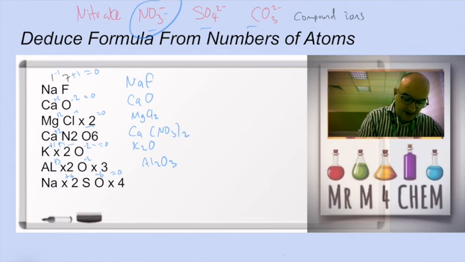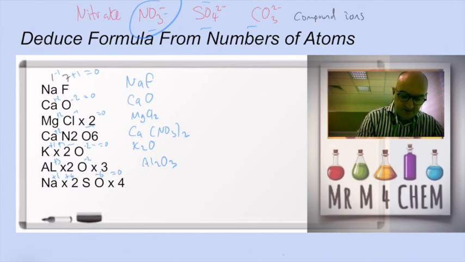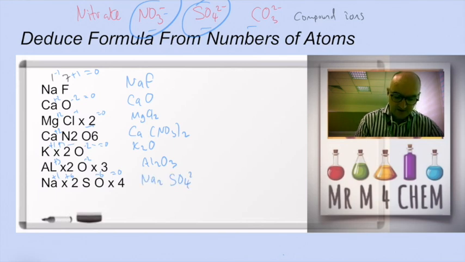And finally, sodium is +1, and then 2 sulfur and 4 oxygen. Okay, well that's this one, isn't it? SO4, 2 minus. That's Na2SO4, 2 minus. Sodium is +1 times 2, so that's +2. And sulfate is -2, 2 minus, so there's one of those. +2 minus 2 is 0, so that is a happy compound.